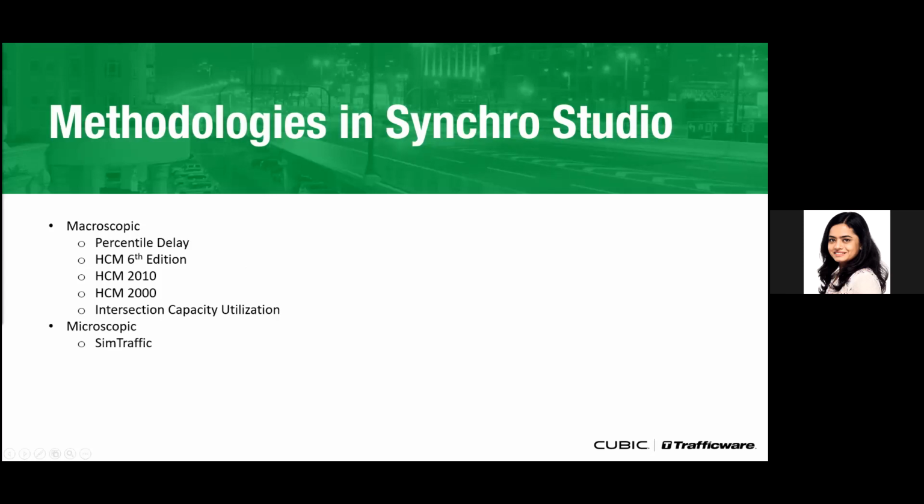The ICU, intersection capacity utilization method, is mainly used for measuring intersection capacity. You would use it for that purpose, because it will not help you with any operational signal timing design. This is more like a capacity estimation.